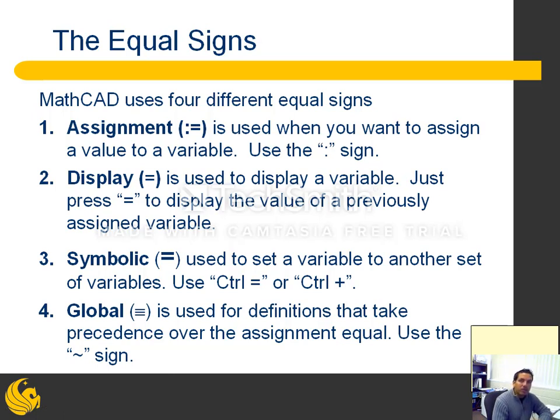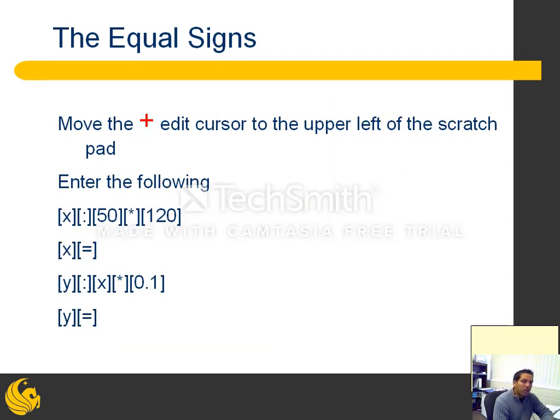The global definition equal can be used in any part of the scratch sheet of the MathCAD pad, and it will define a variable with precedence, meaning that even if you define the variable at the bottom of your pad, at the bottom of your window, it will take precedence over everything that you define upstairs, and it will just replace it. And we'll be talking about this global equal as well.